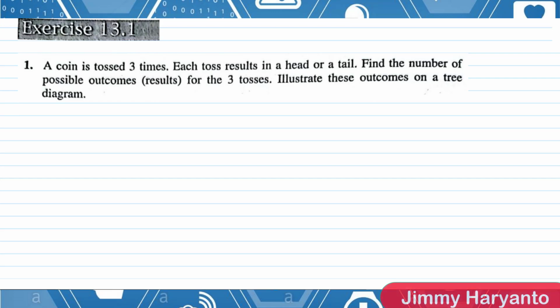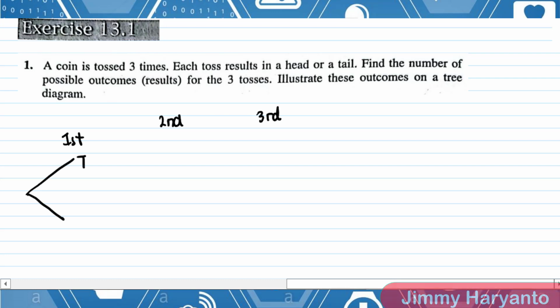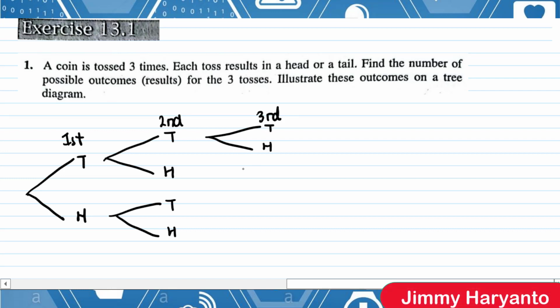So let's do this. Tree diagram, that means we have 3 tosses: the first toss, and then the second toss, and then the third toss. For the first toss you will have 2 possibilities, which is tail and head, and for the second toss you will have tail and head also, and this one also tail and head, and that one is tail, head. It's the same, tail, head and then tail and head.